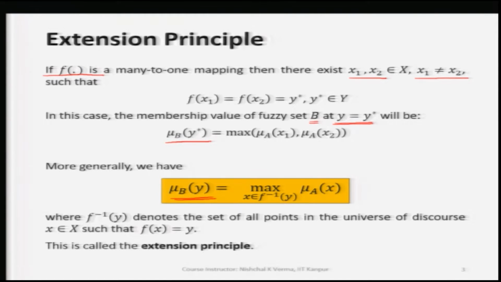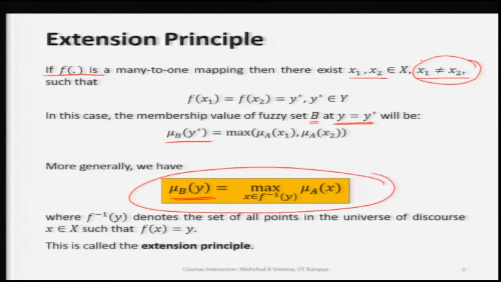So, the general formula can be like this. Mu b of y is equal to max over x, which belongs to the f inverse of y, of mu a of x, which is written here. This is followed when we come across this situation. I am just repeating, the situation where x 1 is not equal to x 2. Please understand. Here, x 1 is not equal to x 2, but f x 1 is equal to f x 2. So, we will take an example ahead to make it more clear.